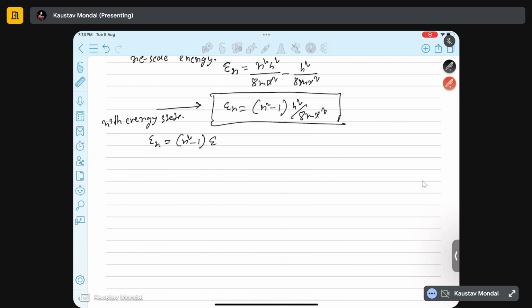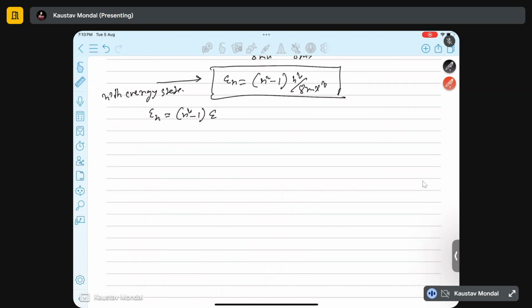Now from here, we can calculate the partition function. So Q would be simply the summation over n from 1 to infinity of e to the power minus beta times n square minus 1 times epsilon. Right, sorry, beta epsilon. So this is basically the expression of the partition function of a particle that is trapped inside a 1D infinite potential well having length x.